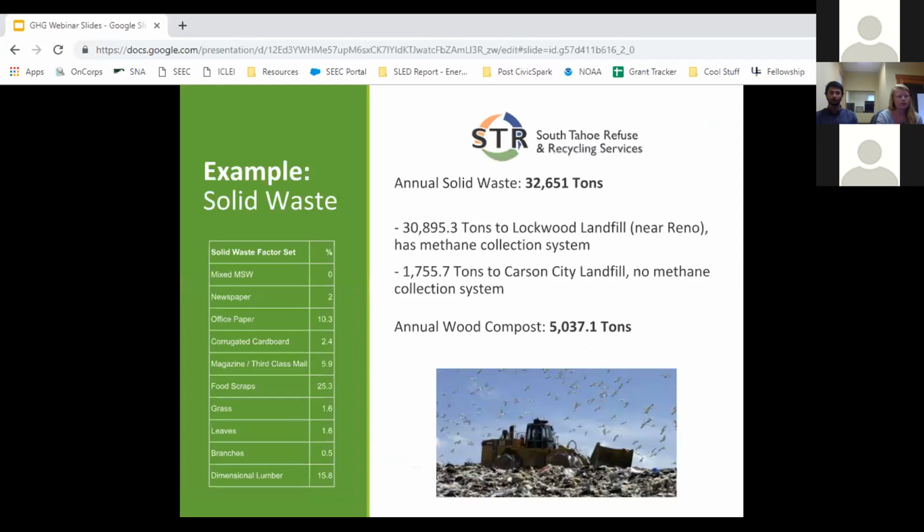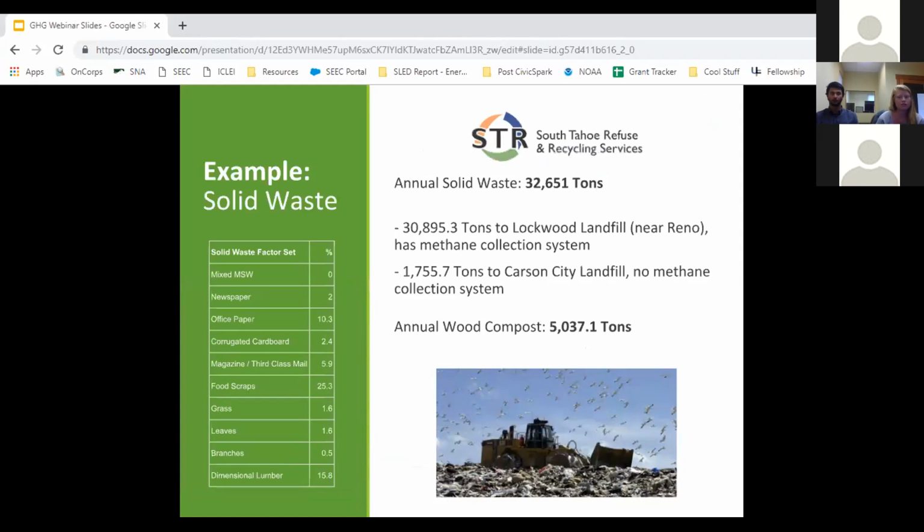So this is a quick example from our data collection for solid waste. You'll see on the left-hand side of this slide, this is the solid waste factor set. This is the proportional breakdown of solid waste by type in South Lake Tahoe. And all of these waste characterization percentages won't add up to 100%, you'll notice, since they're only taking into account what will produce emissions when landfilled. So you'll see that glass, plastics, and metals are all not included.